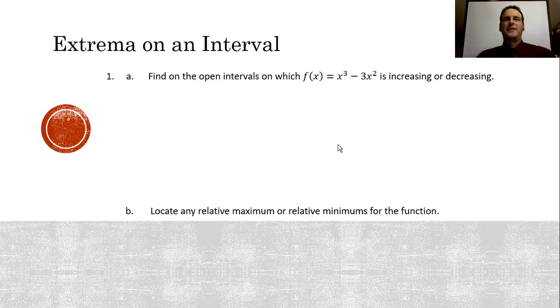Awesome. Okay, so it says find on an open interval on which f of x equals x cubed minus x squared, whether it's increasing or decreasing. And then part B, kind of going on the same line, says find any relative maximum or minimums for the function. Okay, notice there is no boundary. I don't have a bounded interval. It just says in general where our relative maxes or mins are.